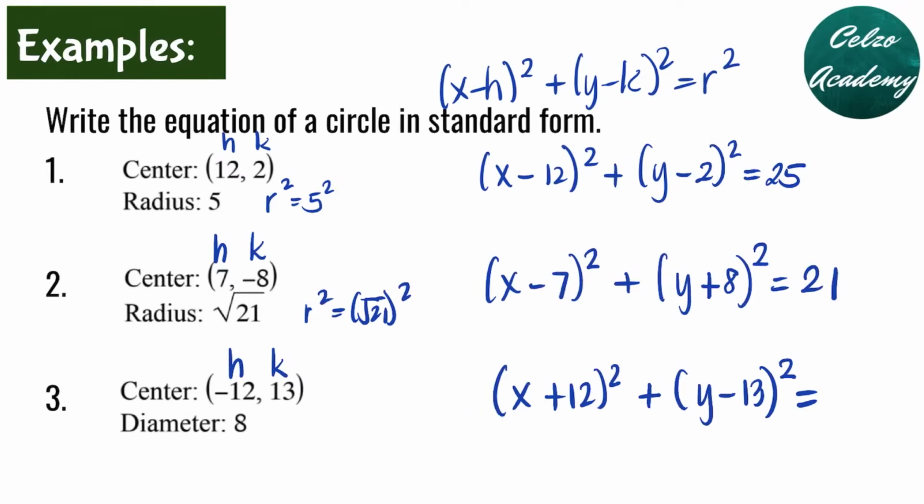Now, since our diameter is 8, what is your radius? Radius is half the diameter, so that is half of 8, which is 4. And it follows that r squared is 4 to the second power, or that is 16. So the standard form for question number 3 is (x plus 12) squared plus (y minus 13) squared is equal to 16.